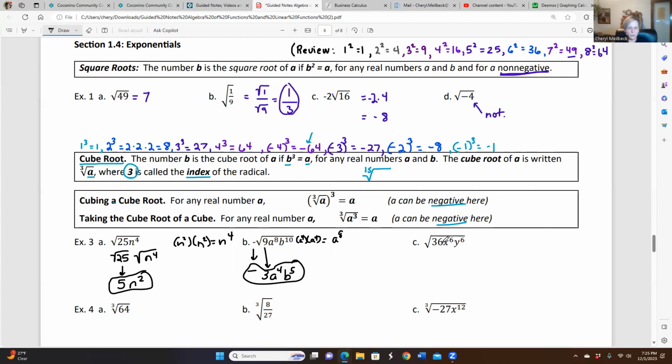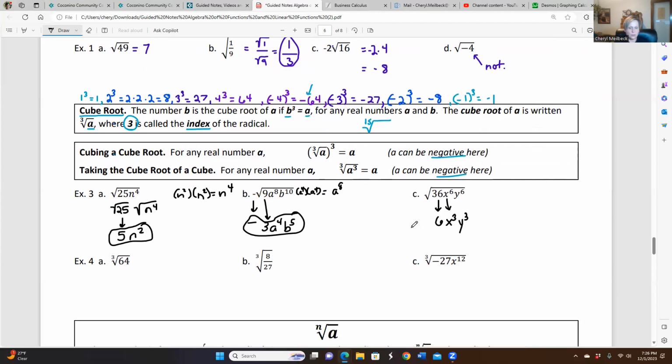Let's do this one. When we have 36, x to the 6th, y to the 6th, we just take their square roots individually. So this will become 6. Half of the exponent, x to the 6th, would be x cubed. And here we'd get y cubed. Because if you take x cubed times x cubed, we would get x to the 6th.